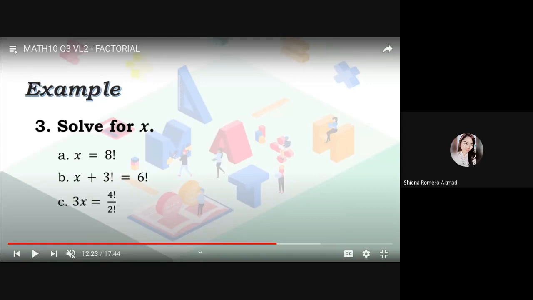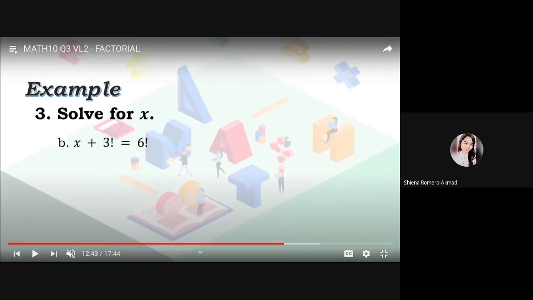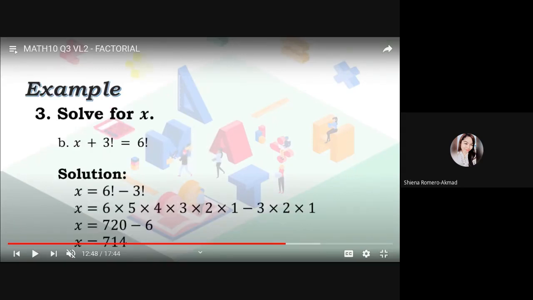Twelve po. Ay, 4 po. 4. So let's check your answer. The letter A, tama. We have 40,320. Kasi ang x lang naman, equal siya sa value ng 8 factorial. Dito naman, ginawa, transpose. So 720 minus 6, that's 714.